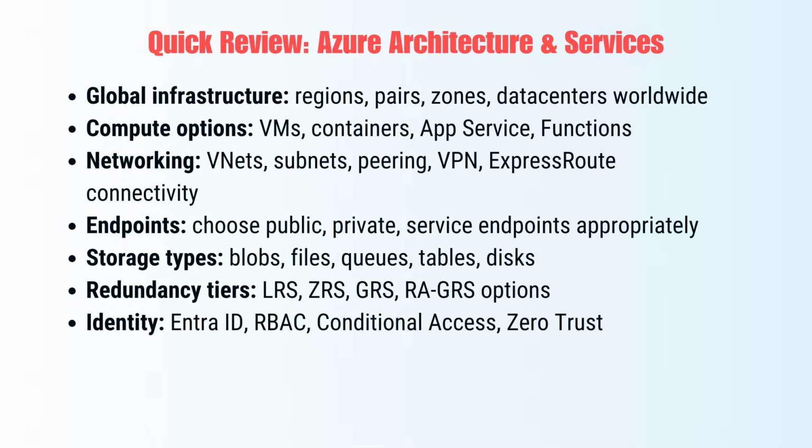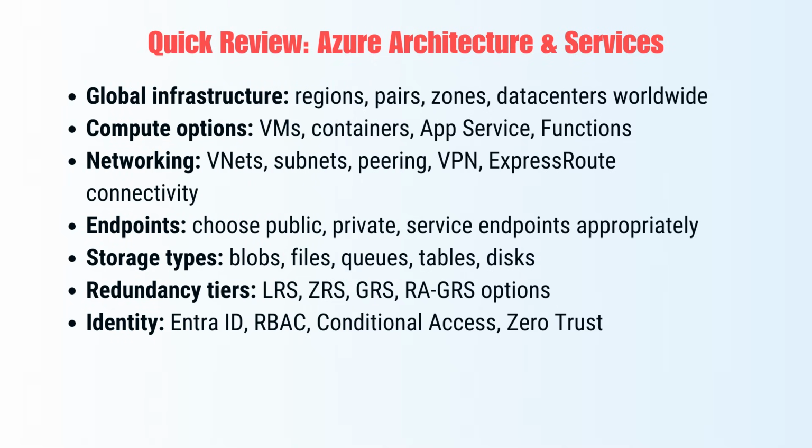Azure's global architecture is built on regions, region pairs, and availability zones across many data centers, all connected by Microsoft's private backbone network. You choose regions for latency, compliance, and redundancy. Your compute options include virtual machines for full control, app service for managed web apps and APIs, Azure Functions for serverless event-driven workloads, containers and AKS for orchestrated microservices, Azure Virtual Desktop for hosted desktops.